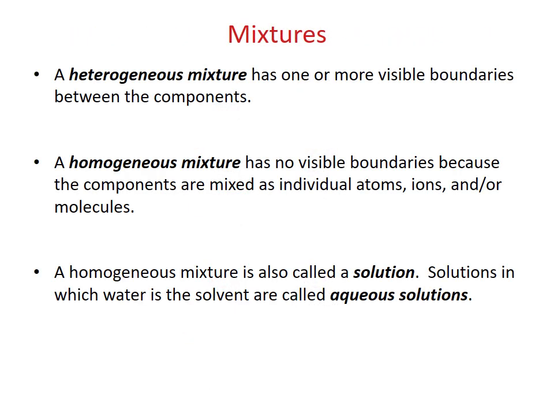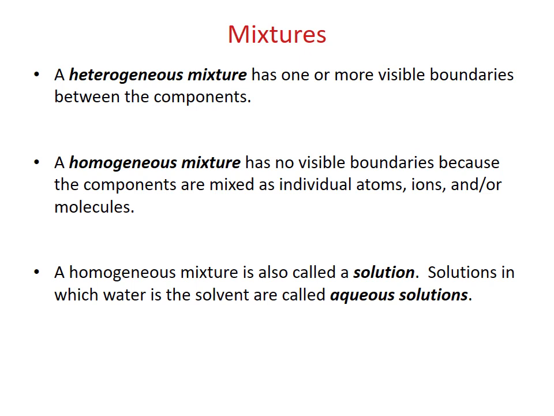At the beginning of this chapter, we learned about mixtures, where 2 or more elements or compounds are intermingled together. There are 2 types of mixtures: heterogeneous mixture and homogeneous mixture. A heterogeneous mixture has 1 or more visible boundaries between the components. When sand is mixed with salt, you get a mixture, and you can clearly see 2 different types of solids there.